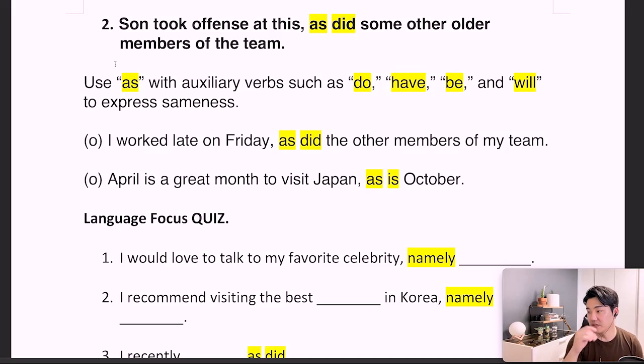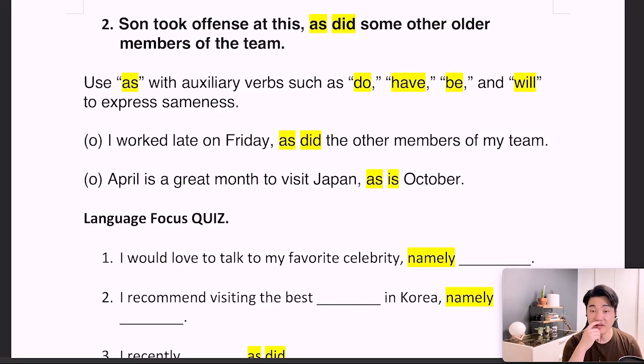So, how can I explain this to you? So, as 조동사, 무엇과 마찬가지로. Okay? So, do, have, be, will. The first example is, I worked late on Friday, as did the other members of my team. 저는 저희 팀원들과 마찬가지로 금요일 날 야근을 했습니다. Okay. So, as did my team, or as did the other members of my team.